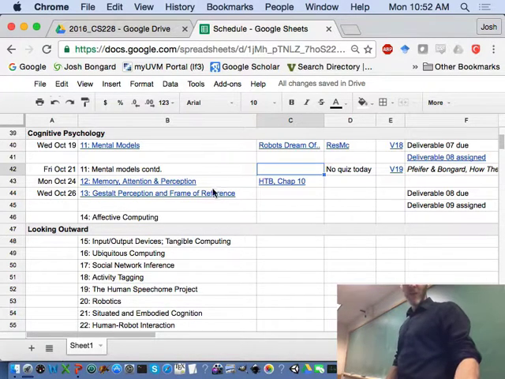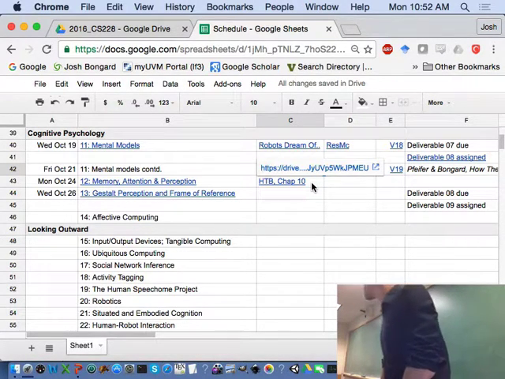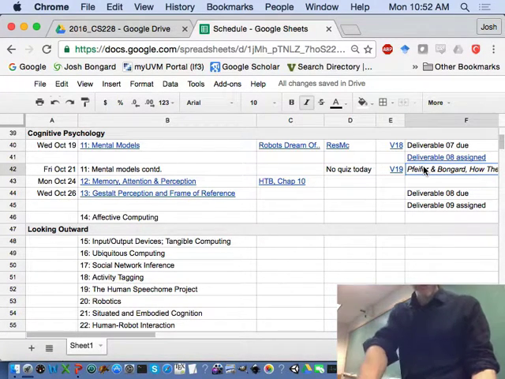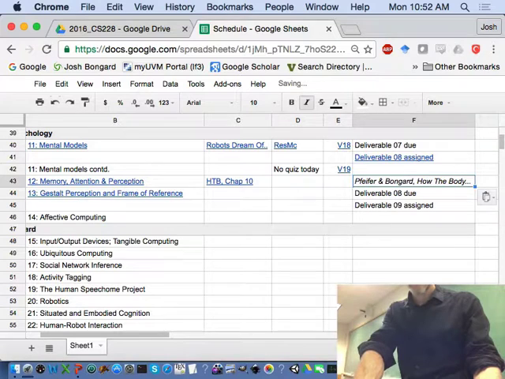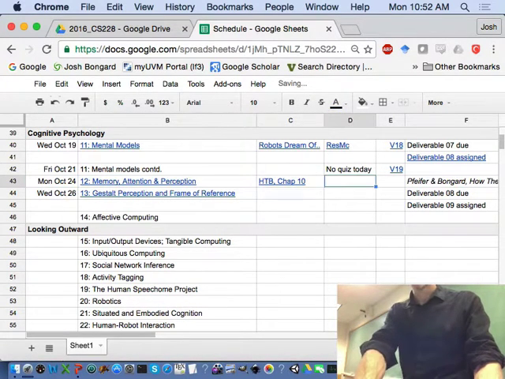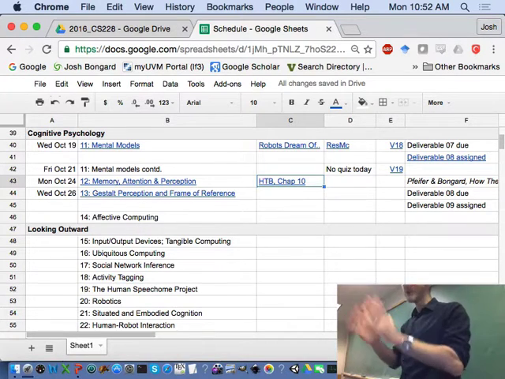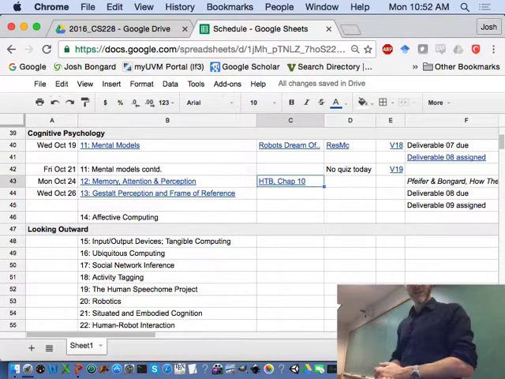The reading for today was just a moment ago, the reading for Friday, so you may already have done this. This is a chapter from a book I co-authored a few years ago with Rolf Pfeiffer called How the Body Shapes the Way We Think, and chapter 10 is about memory. Okay, so if you've already read it, you're good. Otherwise, that's the reading for today.